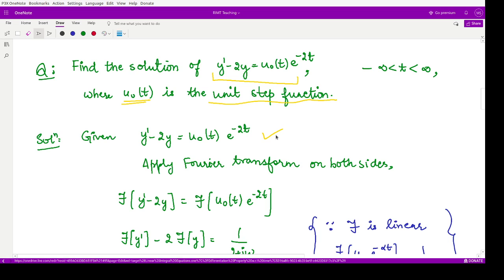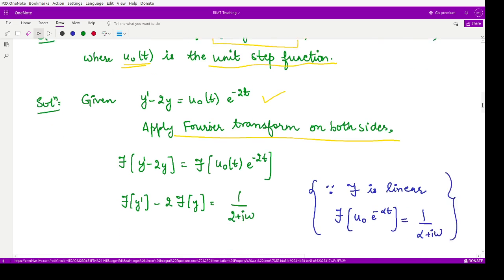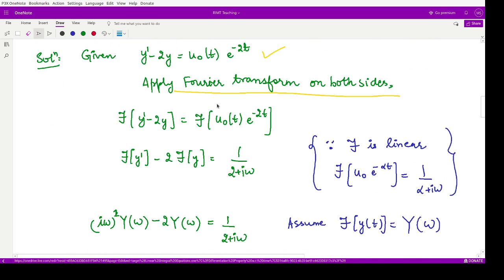So now this equation is given to us. Firstly, we'll apply the Fourier transform, simplify it, and then we will apply the inverse Fourier transform to this particular function. So for that, we are applying this operator, the Fourier transform, on both sides. Because this is a linear operator, we can separate out the terms and take the constants out from this operator. Now we have just studied what is the Fourier transform of y dash.